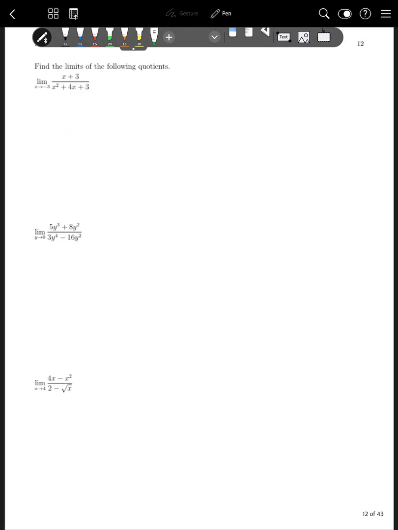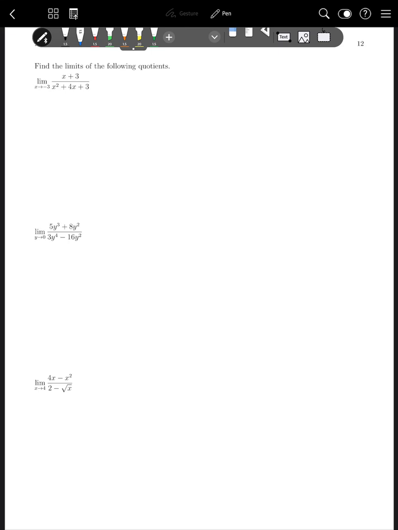So go ahead, flip over to the next page, and try these ones that are similar to the ones on the previous page. Once you've tried those, you can unpause the video, and then we'll talk about them together. Okay, so now you've got a chance to try these. Let's go ahead and go through these together.